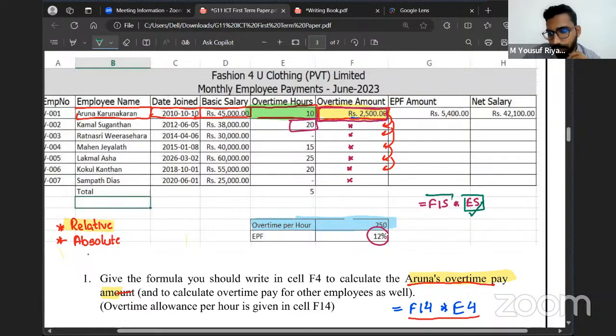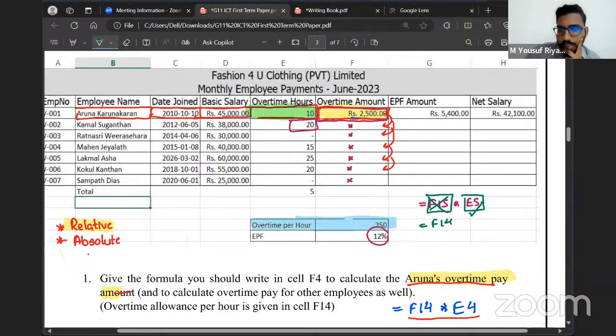Is F15 correct to find Kamal's overtime? No, it should be what? Instead of F15, it should be what? Exactly. It's going to be F14.